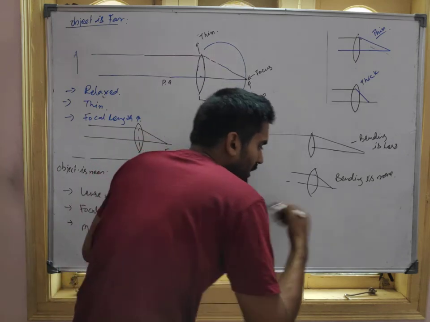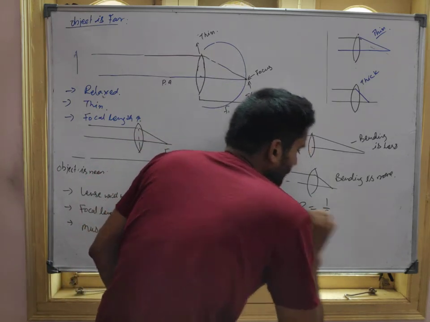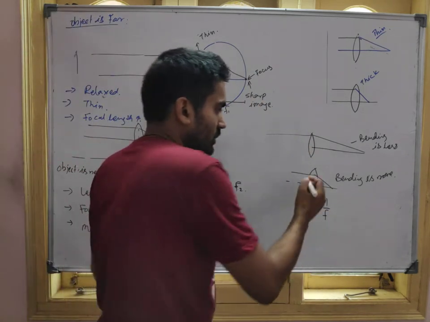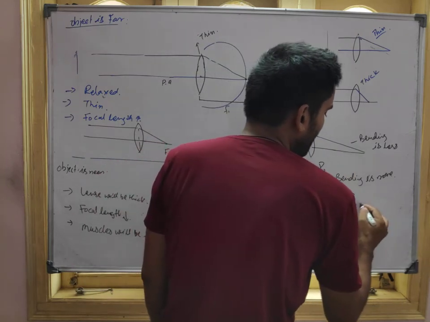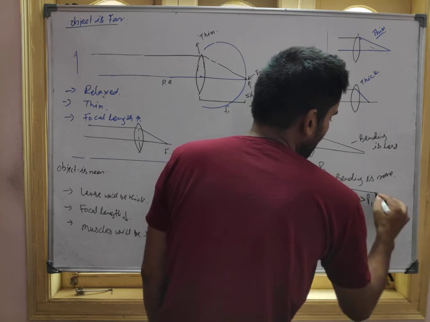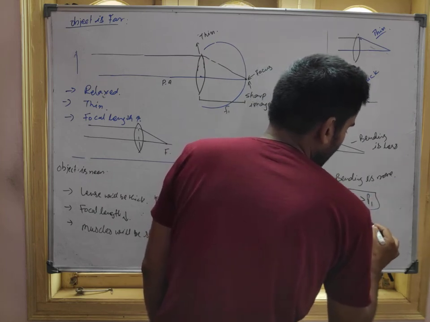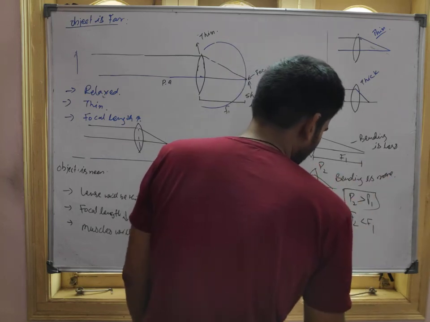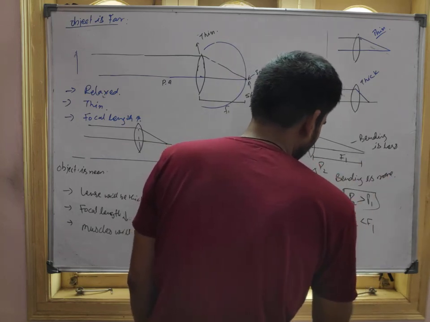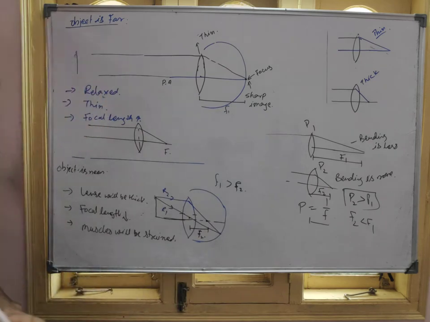We know that the power of the lens is 1 upon f. So if the power of this lens is P1 and the power of this lens is P2, obviously we can say P2 is greater than P1. Why? Because F2 is less than F1. See, this is F1, this is F2. I hope this point is clear now.